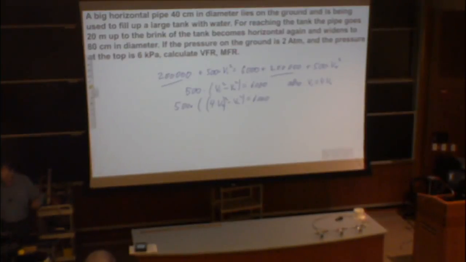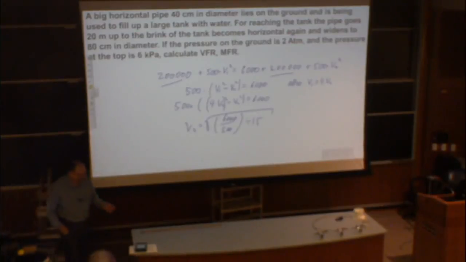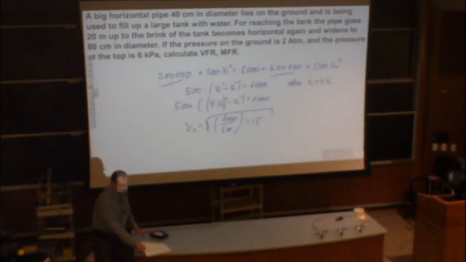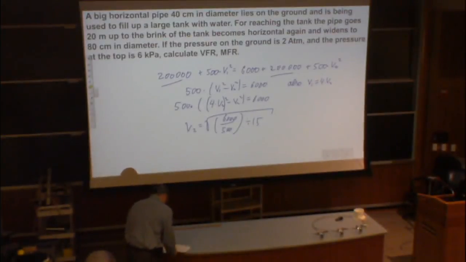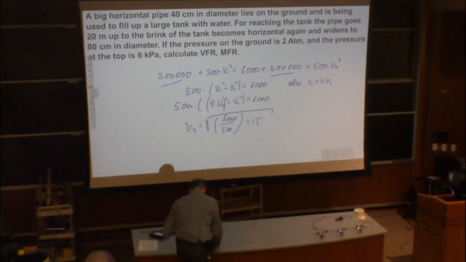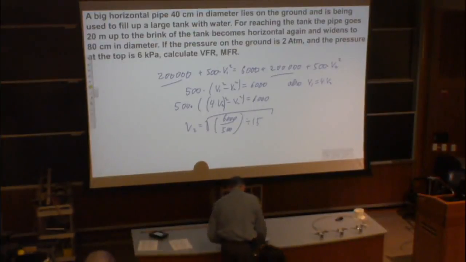Two things. So first, 4 squared is 16, 16 minus 1 is 15, V2 is equal to the square root of 6,000 divided by 500 divided by 15. And second, please do your thing. You know what to do. And we are done for this week.